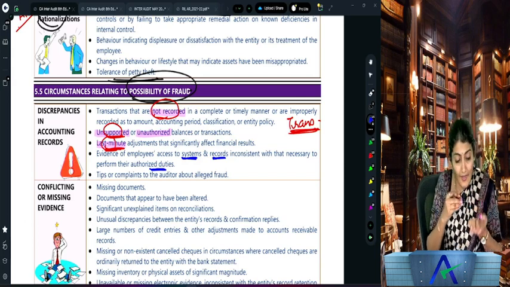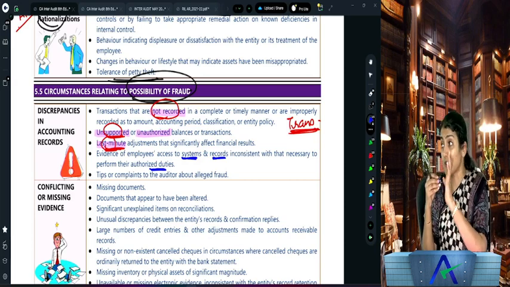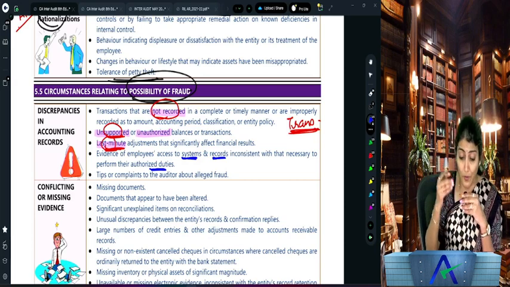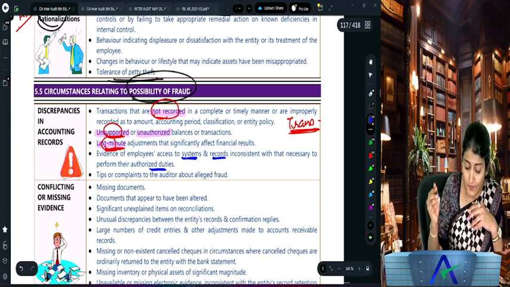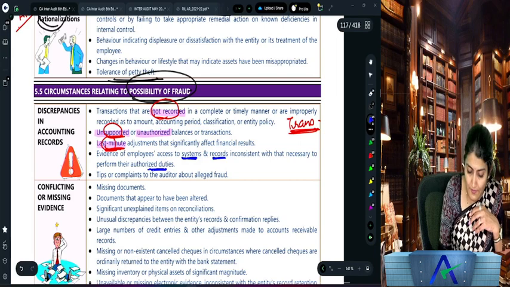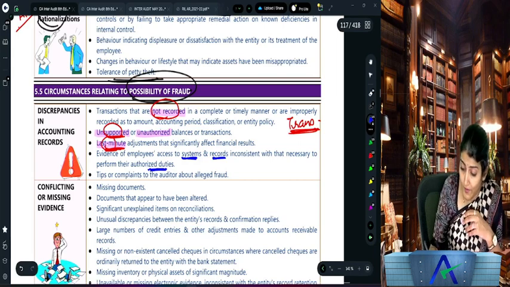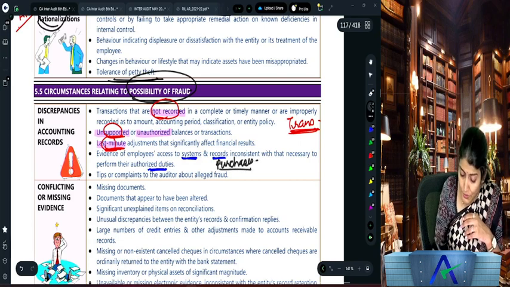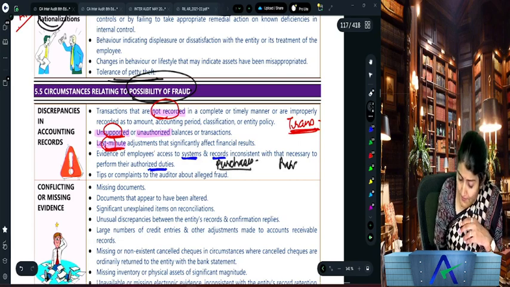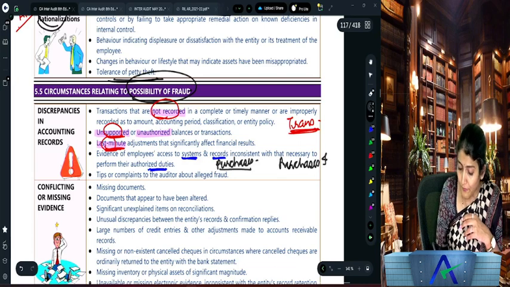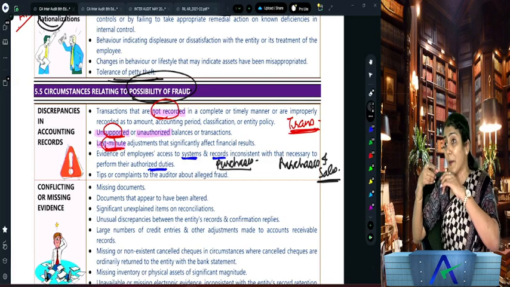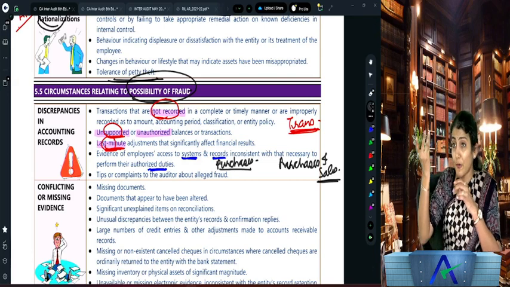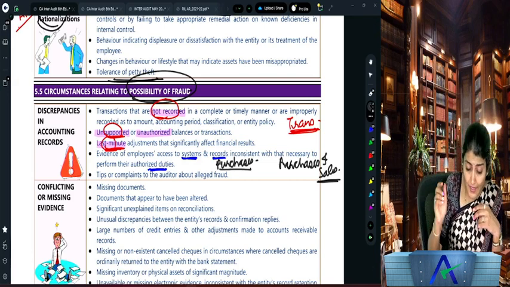If I'm handling the cash, should I have access to the cash register of the company? No. But here, what does it say? It's the evidence that employees' access to systems and records is not consistent with that which is necessary to perform their duties. Like, what is my duty? I need to record the purchases. And what do I have access to? I have access to the purchases, and I also have access to the sales of the company. Is there a need for giving me the access to the sales of the company? No. Is it required to perform my duties? No.